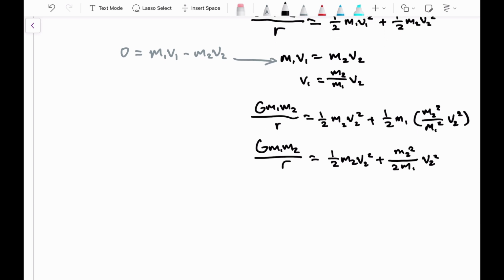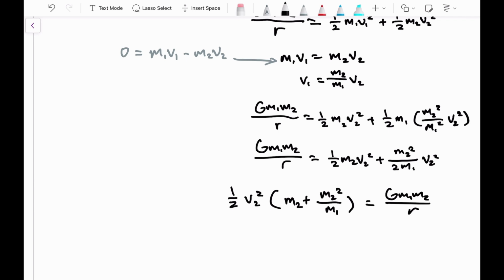And then we can factorize it out. So let's switch sides. Factor out, and what is factorized out would be a half. We can actually factorize a half out as well. And what's left inside will be m2 plus m2 squared over m1. Yes. Is equal to G m1 m2 over r.